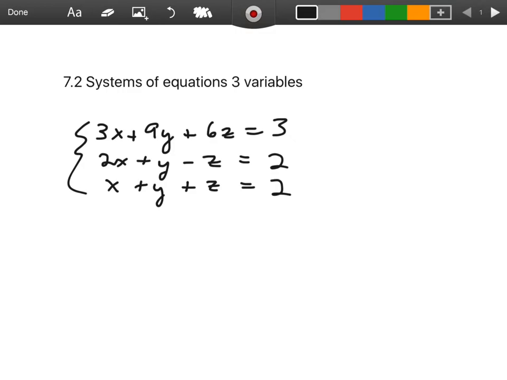Section 7.2 is going to be over a system of equations with three variables. We did two variables already. It's the same process, but it takes quite a bit longer.